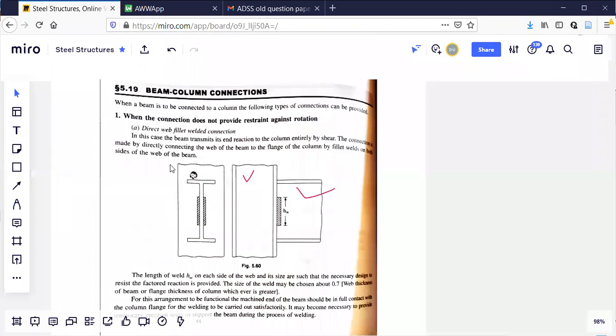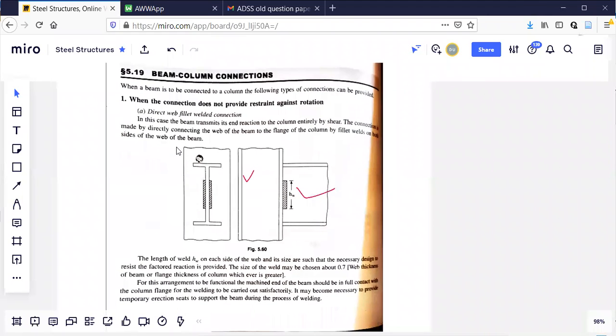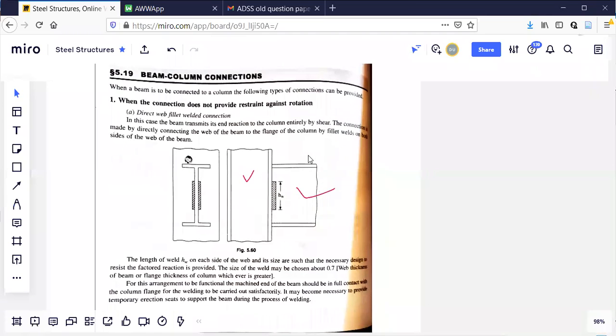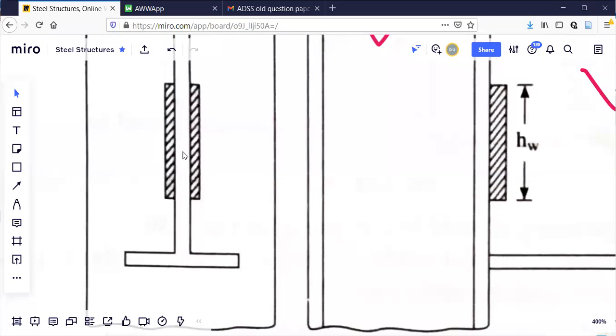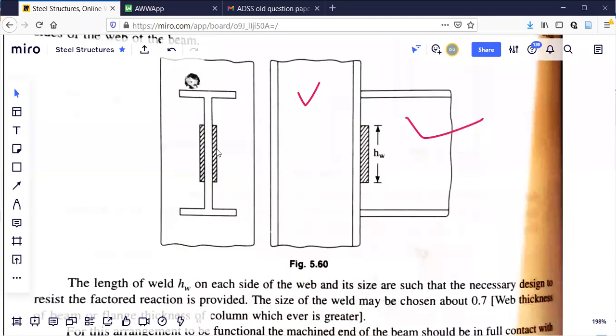See, in this case the beam transmits its end reaction to the column entirely by shear. This connection is made by, you see the weld is applied like this, side by side, directly shearing is taking place. It has to resist the vertical force. Both these welds together are supposed to resist the vertically up force because the reaction is coming down here.